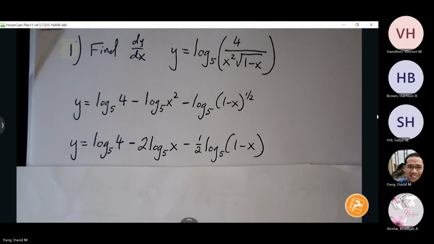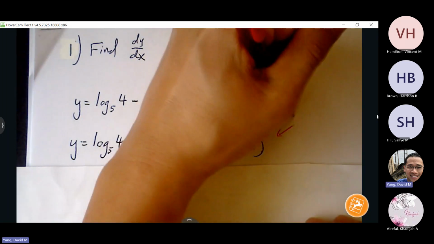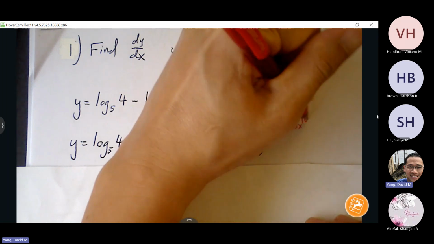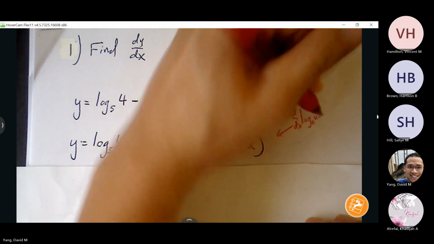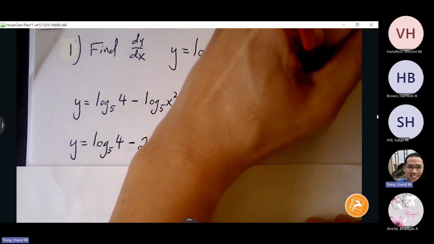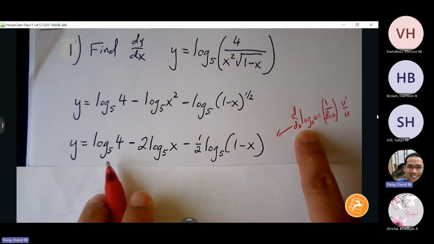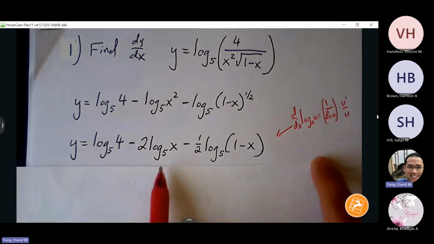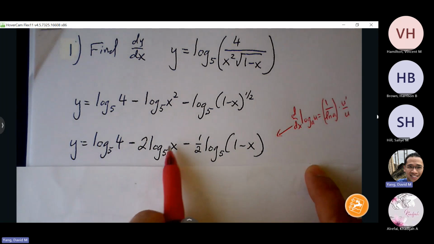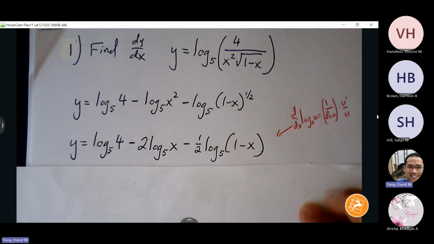Okay. So now we can apply our derivative rules. Remember the rule for log base a of u is 1 over natural log of a times u prime over u. So my a value is 5, and my u value is whatever's inside the log. The 4, the x, and the 1 minus x.